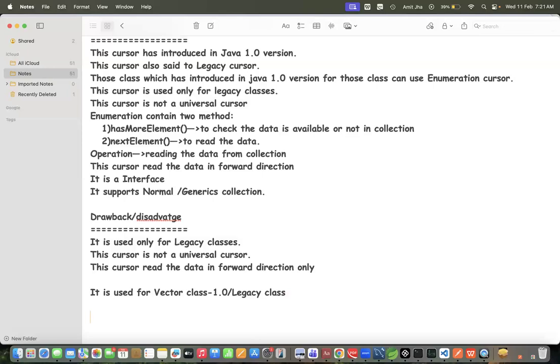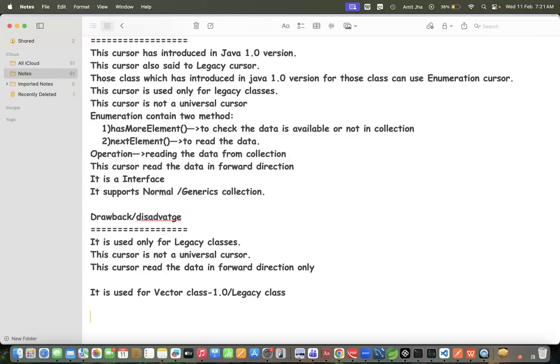See, ArrayList methods are non-synchronized. Because ArrayList was introduced in 1.2, I've told you. The classes which were introduced in Java after 1.0 are by default non-synchronized. So tell me, ArrayList was introduced in which version? 1.2. So all the implemented classes introduced after 1.0 are by default non-synchronized.